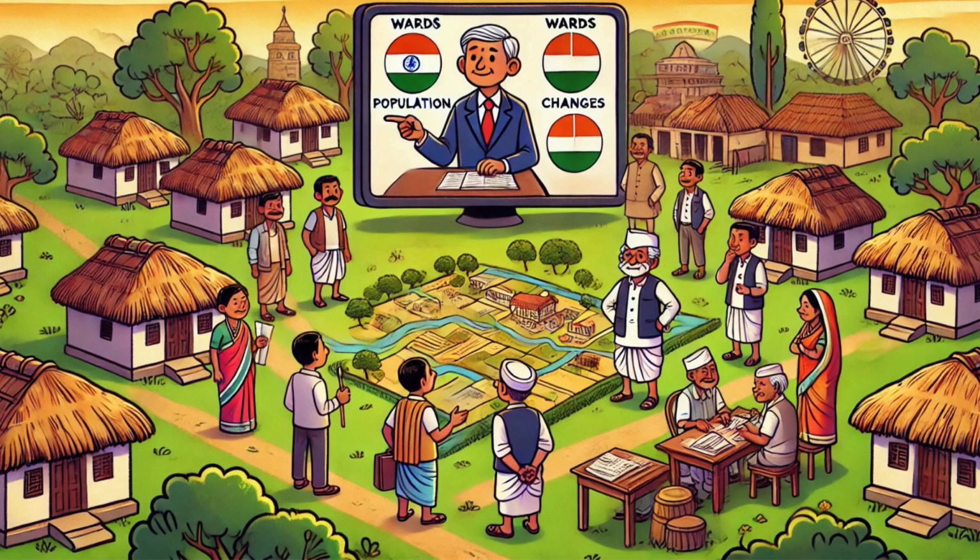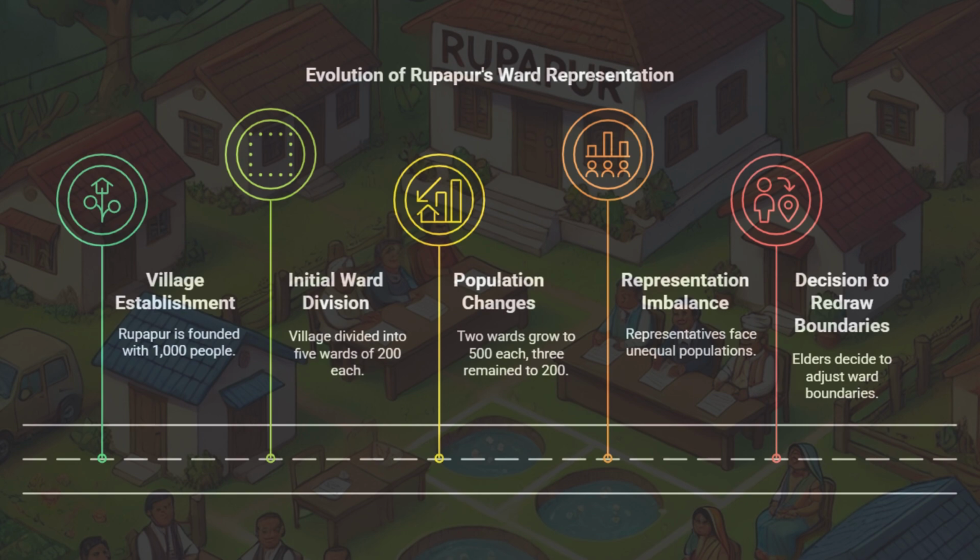Once upon a time, there was a growing village called Rupapur. It had 1,000 people and was divided into 5 wards. Each ward had 200 people and they elected one representative to the village council. Over the years, the village changed. Some wards grew much bigger while the others remained small. Now, 2 wards had 500 people each while the other 3 had only 200 people each. But despite this imbalance, each ward still had one representative.